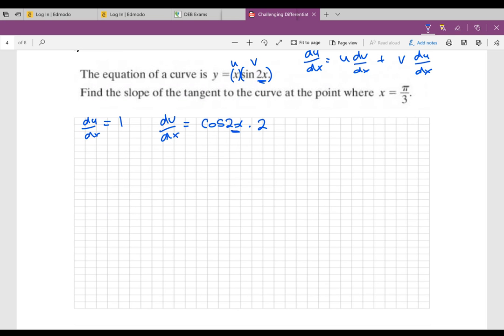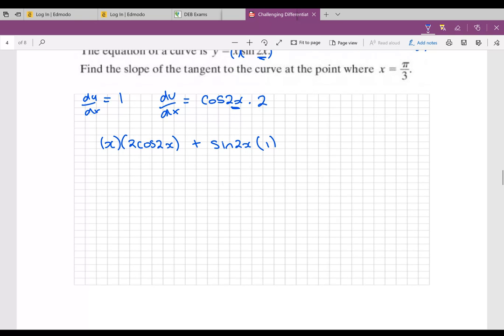Then I apply my rule. So u is x by dv dx, which is 2 cos 2x, plus v, which is sine 2x, by du dx, which is 1. So this is 2x cos 2x plus sine 2x. And I'm told at x is equal to pi over 3. Remembering that pi is 180 anytime I'm talking about sine, cos and tan.